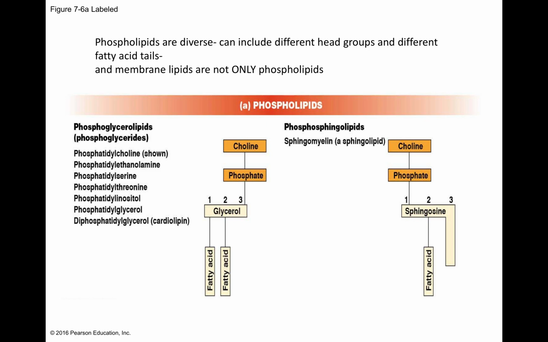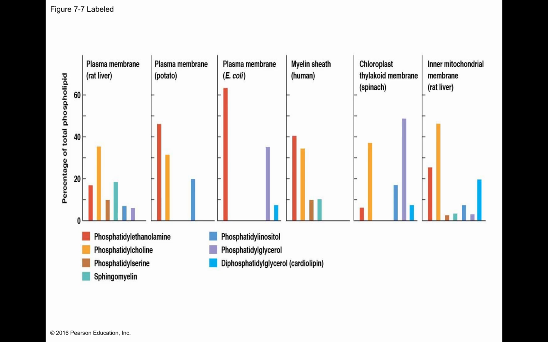And all the lipids in a membrane are not phospholipids. You also have cholesterols that are also lipids, besides phospholipids. If you look at just the composition of the types of phospholipids in different kinds of membranes, you can do this by extracting phospholipids from a cell and then subjecting them to either gas chromatography or mass spectrometry to get an idea of what are the species of phospholipids in those membranes.